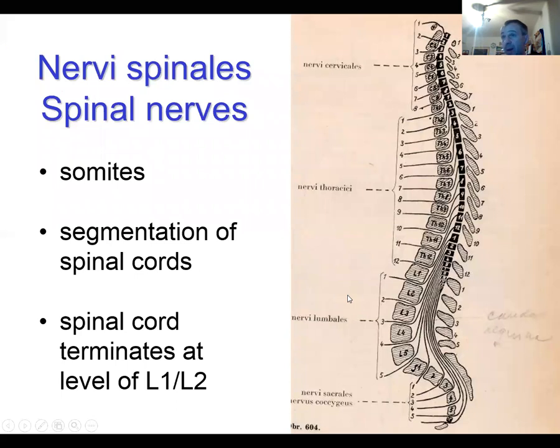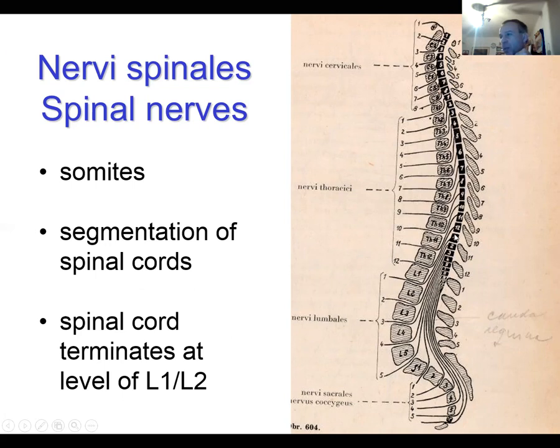So let's talk about the spinal nerves. The spinal nerves lead from the spinal cord. The spinal cord develops inside the vertebral canal, so it develops together with the vertebral column and the adjacent muscles. The skin, the muscles, and the vertebral column are derived from somites. And the somites have a segmental arrangement. So this segmental arrangement is of course present in the spinal cord as well.